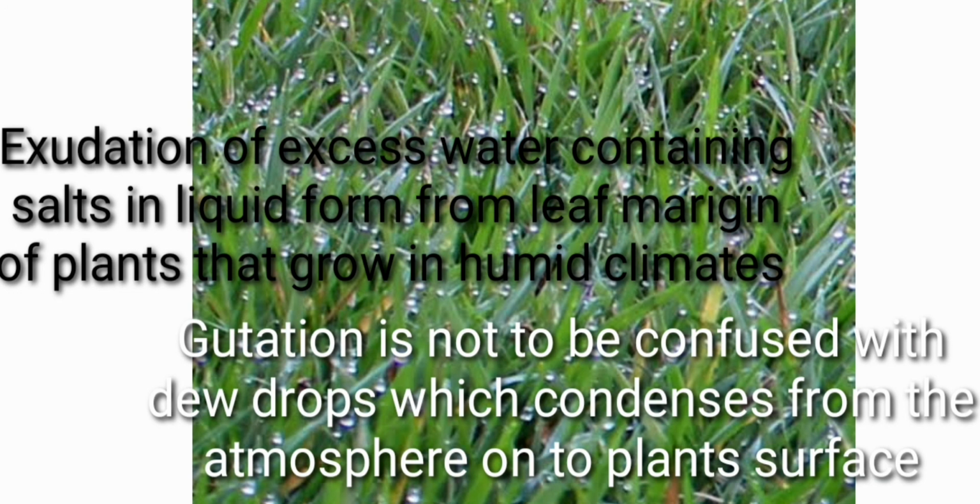Usually guttation is confused with dew drops, which are the condensed form of water from the atmosphere on the plant surface. So, these are the functions of the leaf.